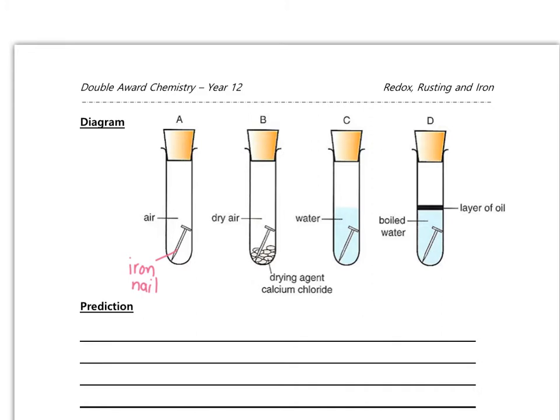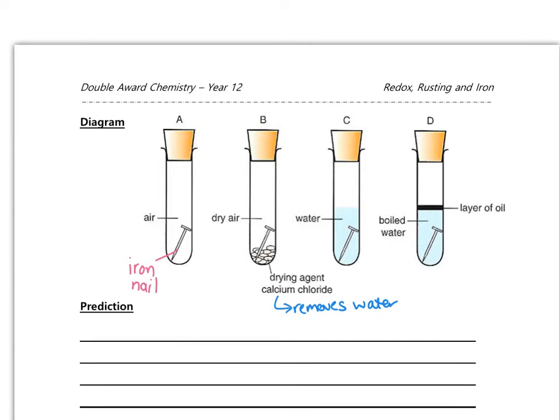So we've got test tube A, in which we have air. Now remember from the previous page, we talked about how air contains oxygen and it also contains water vapour as well. In test tube B, we have our iron nail in air again, but we have a drying agent, this time calcium chloride. Have a think about what the drying agent does. It removes the water.